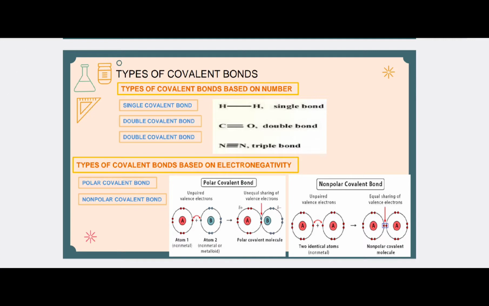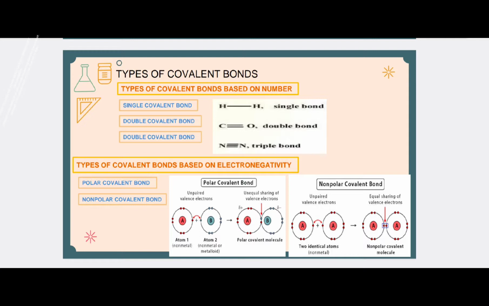Types of covalent bonds based on number. Single covalent bond: one pair of electrons is shared, denoted by a short line. Double covalent bond: two pairs of electrons are shared, denoted by two short lines. Triple covalent bond: three pairs of electrons are shared, denoted by three short lines.